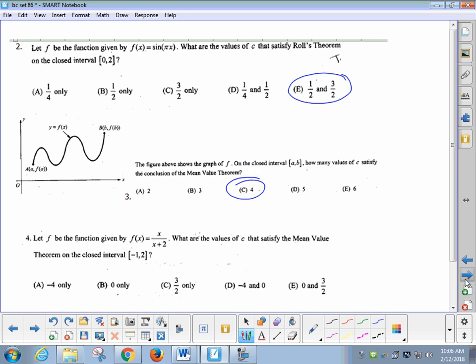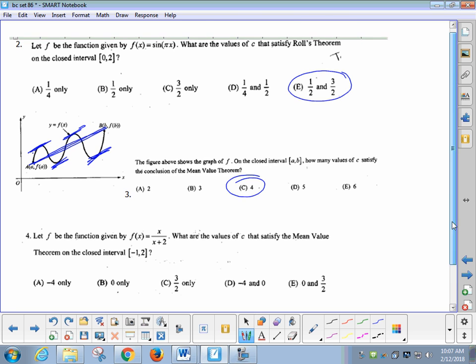I doodle. So, the mean value theorem says average rate of change and instantaneous rate of change are the same. So I'm trying to find places where I could draw the slope just like that. Well, I could draw one here somewhere, here somewhere, here somewhere, and here somewhere, and that was really all I could find. That's what I got.